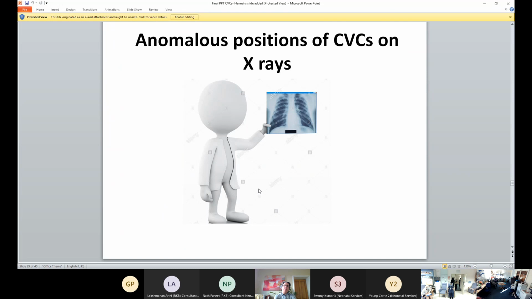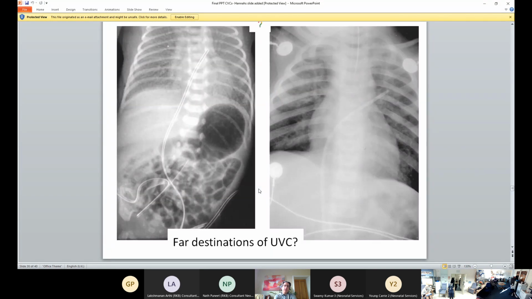So the last thing, just a few X-rays before we finish. This is the first X-ray, showing a UVC with a far destination. So the UVC is going here, so right atrium, and then passes through the foramen ovale, and then to the left atrium. And the other one has gone the same way, and then from the left atrium to the pulmonary vein of the left upper lobe.